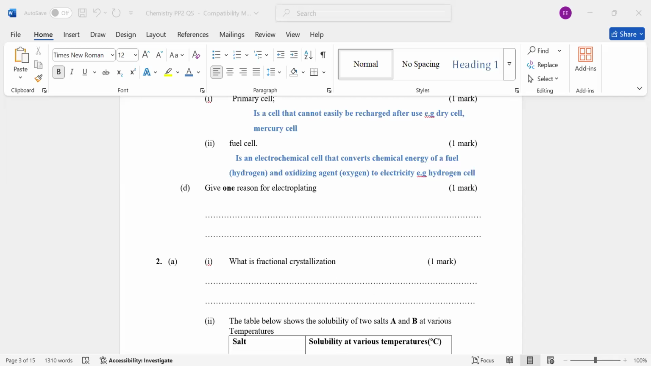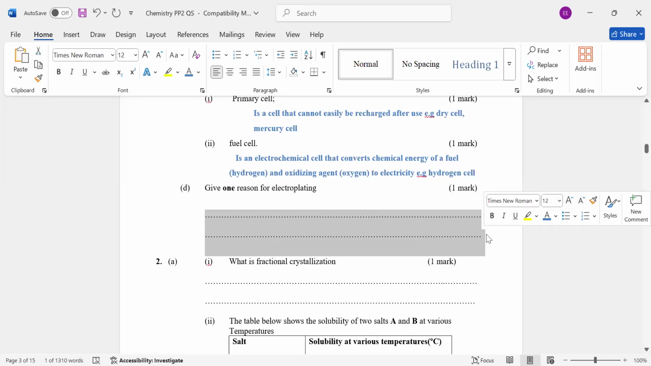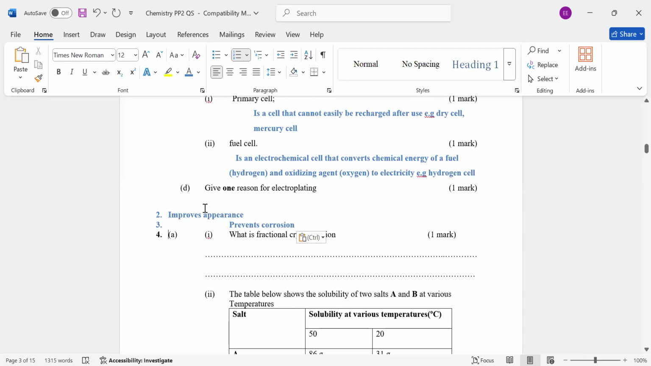To improve appearance. Very correct. And those are the main things. And by the way, remember rusting is corrosion in iron only. So we normally prefer talking about corrosion. So in this case, the reasons for electroplating, we can give two: it improves appearance and also prevents corrosion.